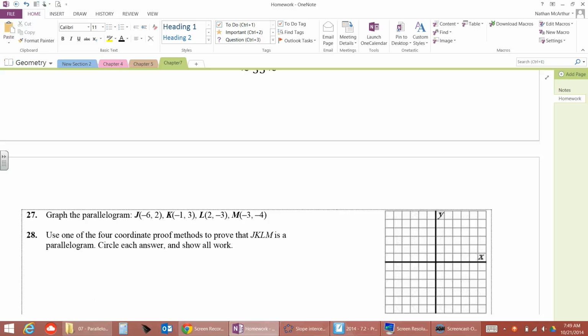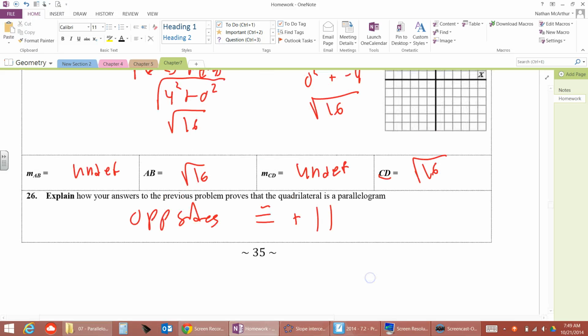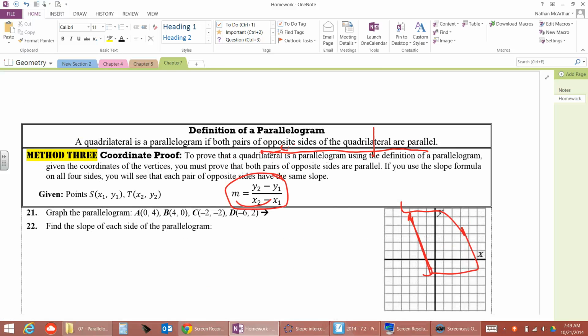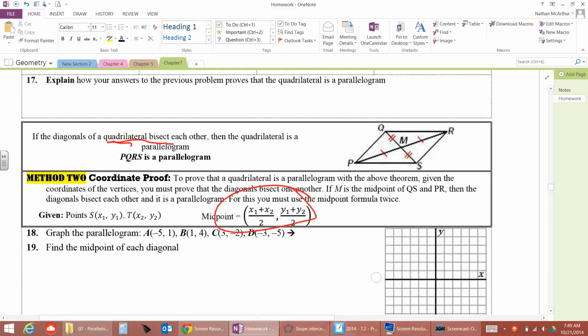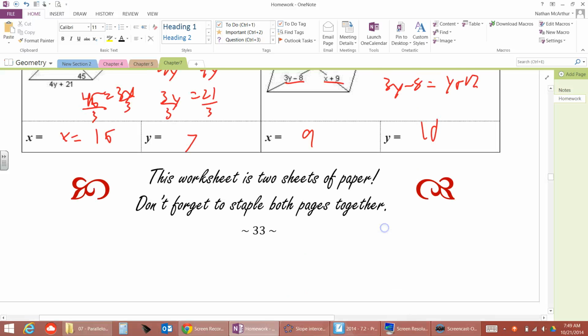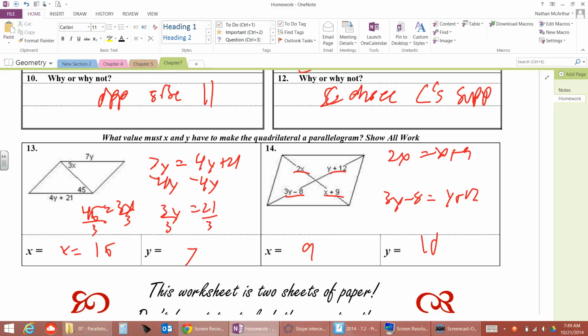Midpoint's the easiest, least amount of calculations. Slope is the one we've been doing forever, so slope is also a pretty good option. The ones that I would avoid are the distance formulas because it's a lot of square roots, and nobody likes those. So that kind of walks you through your homework. Hope that helps.